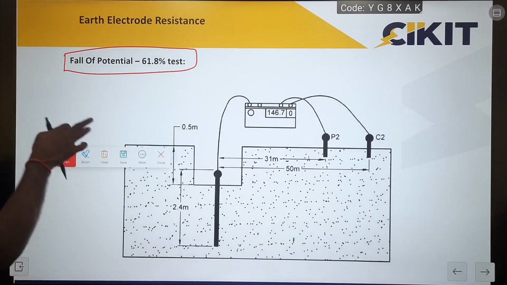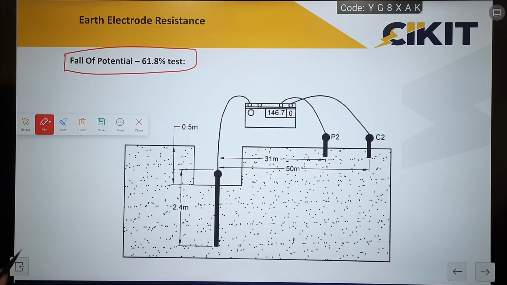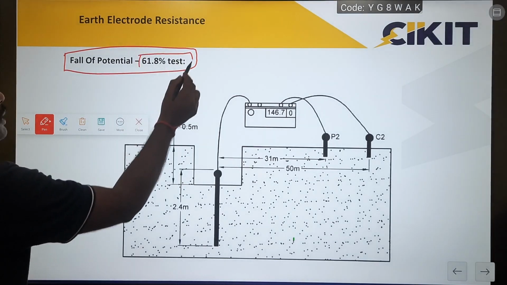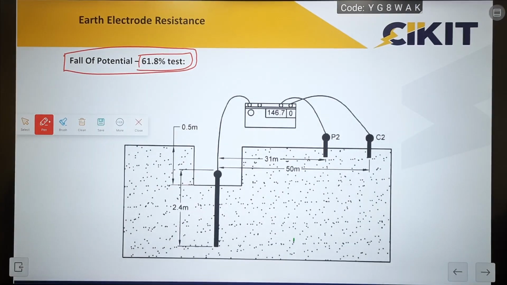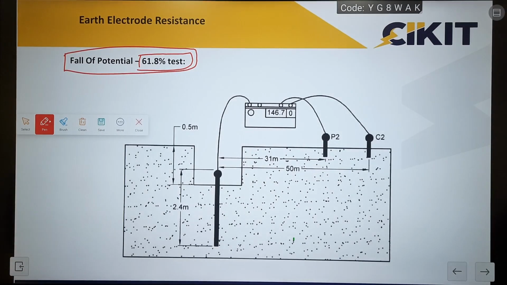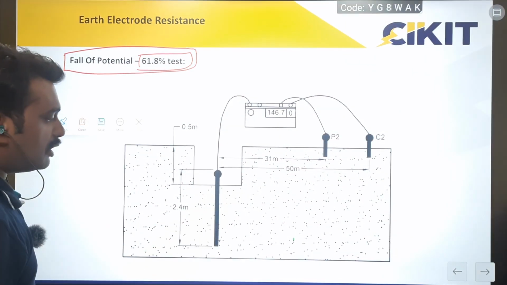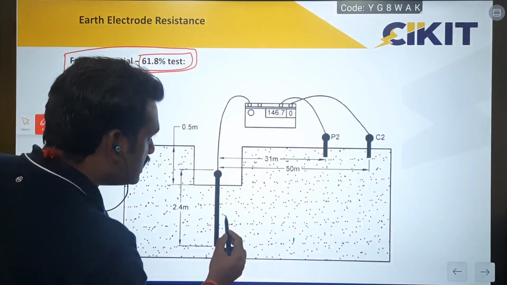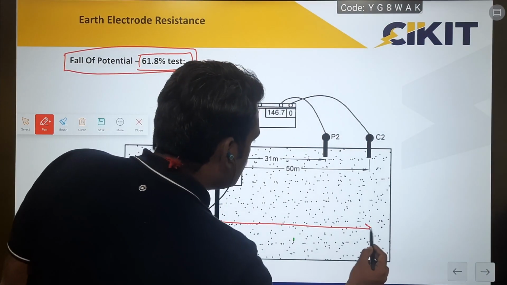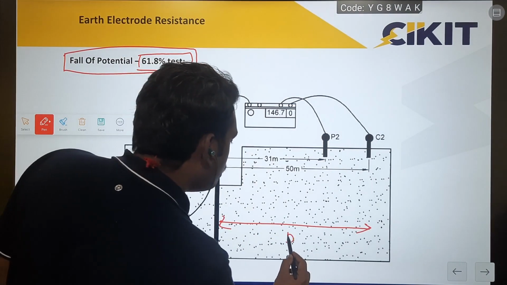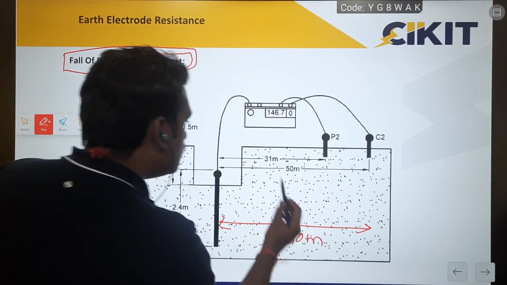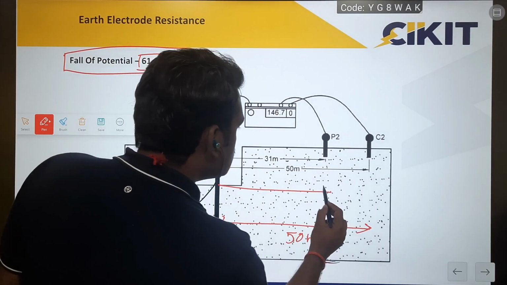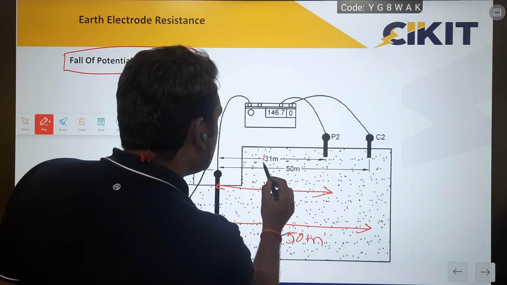the 61.8% method. We have mentioned that there will be two probes: one is the voltage probe, and the other is the current probe. The 61.8% explains the distance of the two probes from the earth electrode. In this case, the distance between the current probe and the earth electrode is 50 meters, and the distance between the test electrode and the potential probe is 31 meters.